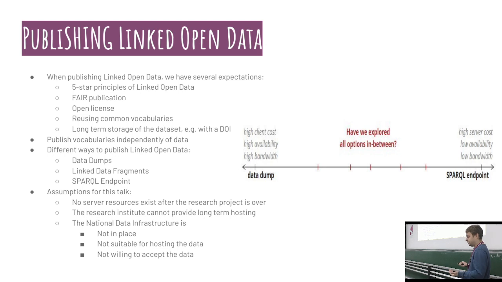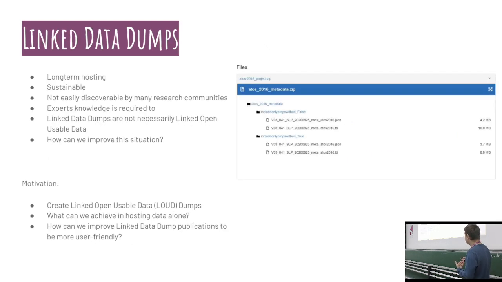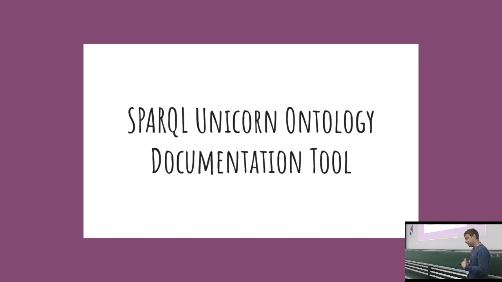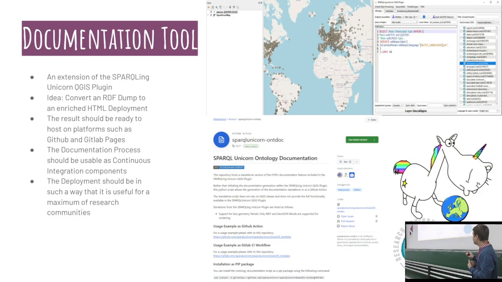But the question is, if you do not have these capabilities, can we make the data dumps that we produce more accessible? Because most of the time they will look like this. Maybe you publish some linked open data files on Zenodo, and well, that's it, right? So we see many research projects going on like this. Then you have to download it, process it, to actually find out what exactly is in these data dumps. Now the idea is that we create a tool which we have called the SPARQL Unicorn ontology documentation tool, which would simplify these data deployment.